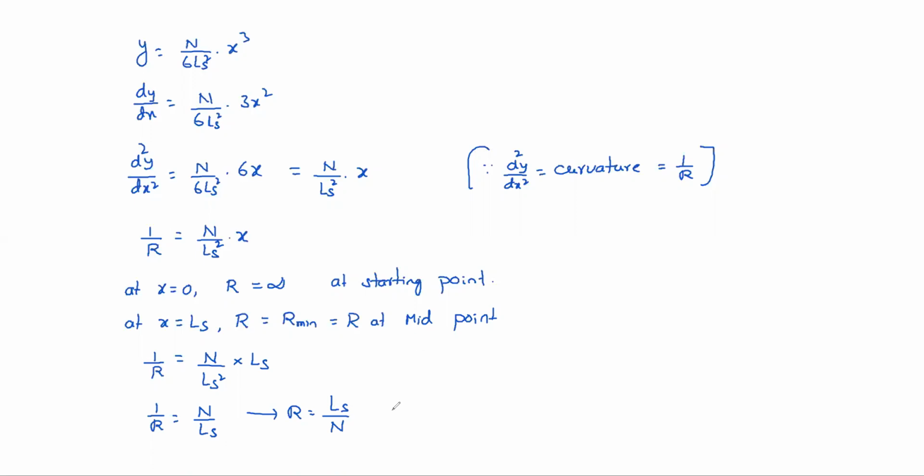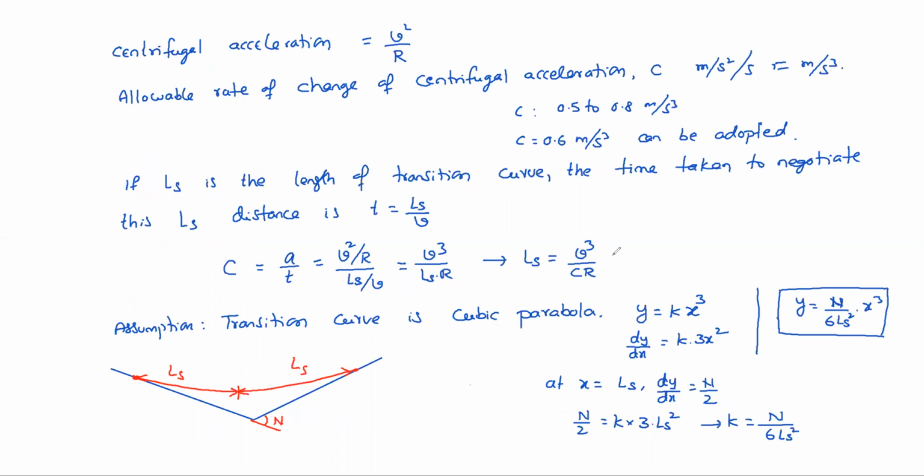This r is at the midpoint of the valley curve. At the midpoint of the valley curve, r is ls by n. So why do we need all these things? Here in our equation, to find the ls value, v cube by cr, we need to find the r value. Otherwise we cannot find out that ls value.